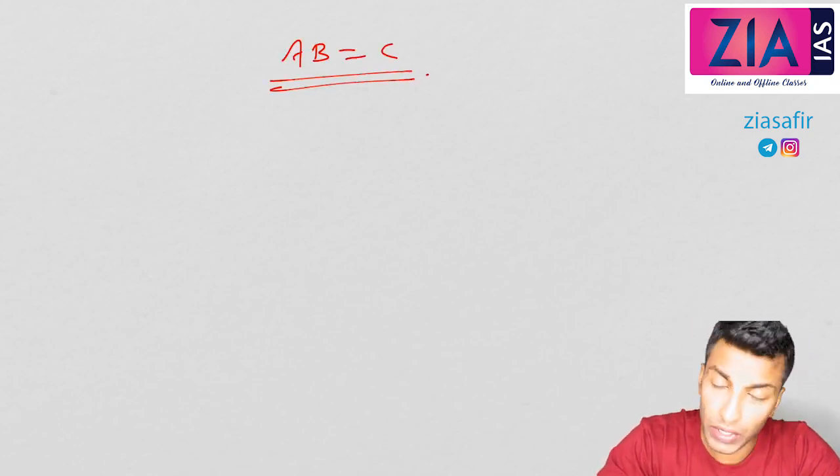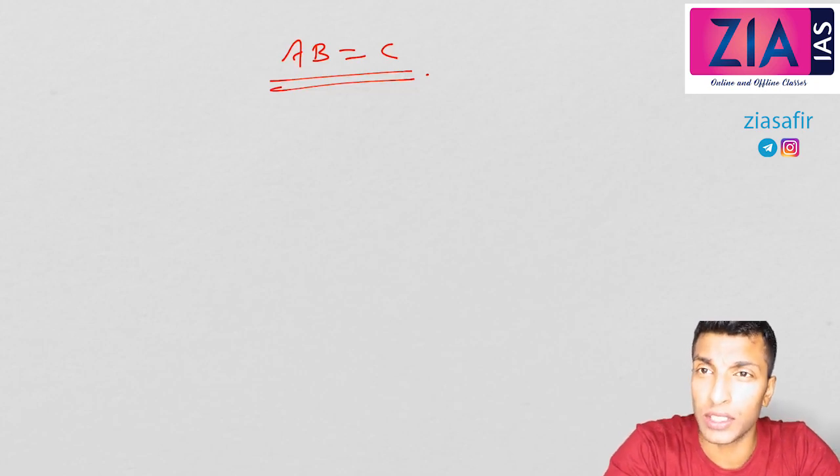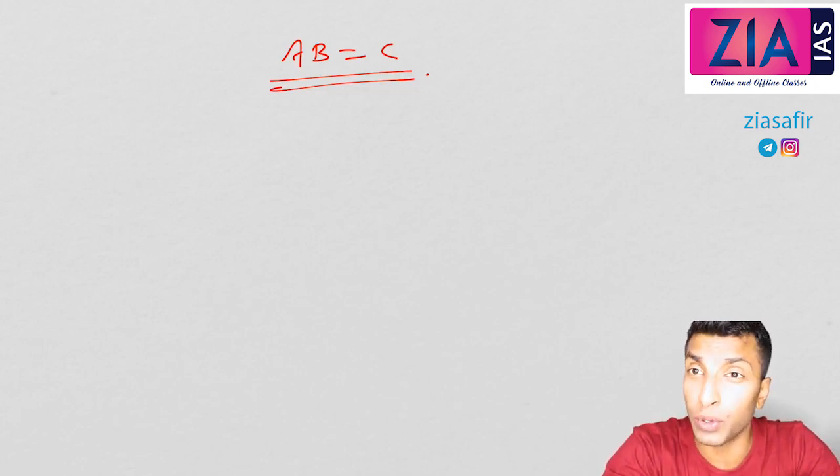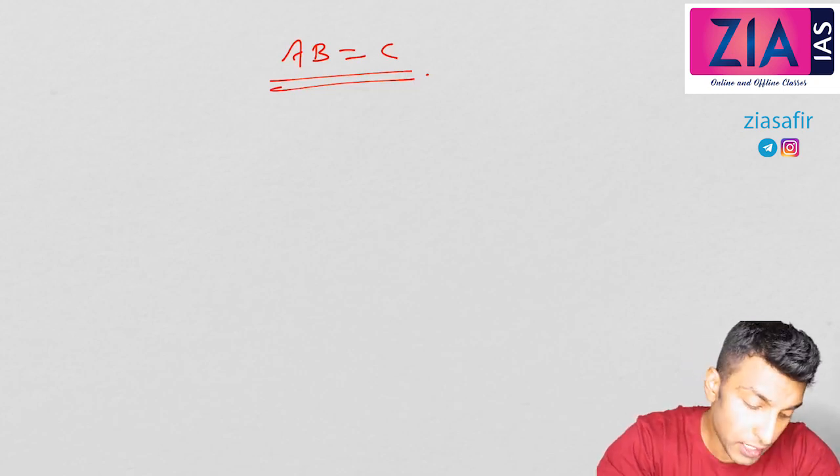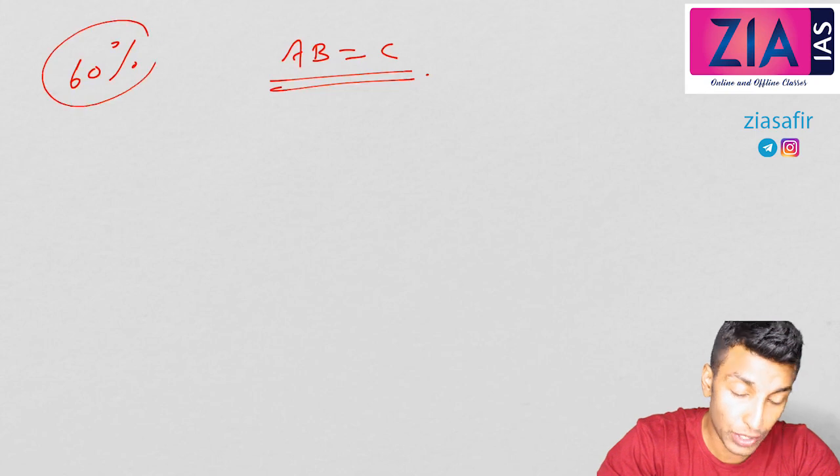Hello students, in this session we are going to learn a very important concept when it comes to quantitative aptitude. I call it the AB equal to C rule. Once you understand this concept, you can apply it across topics, and I can guarantee you, 60% of the aptitude questions you can actually connect to this.